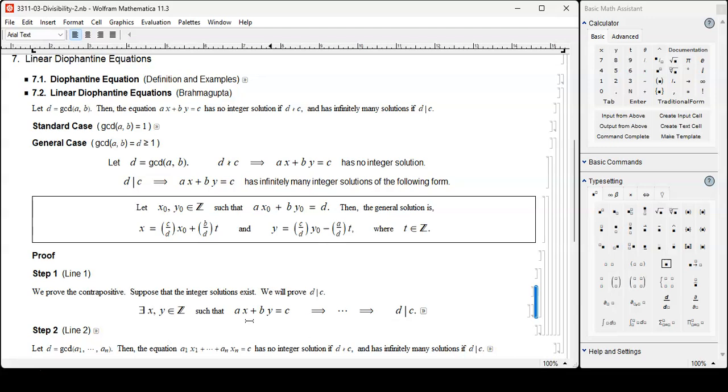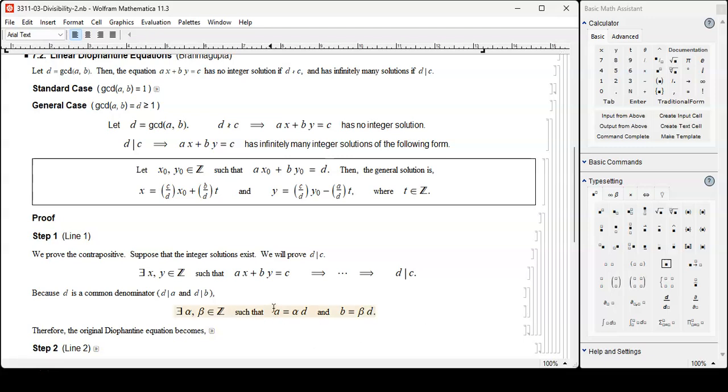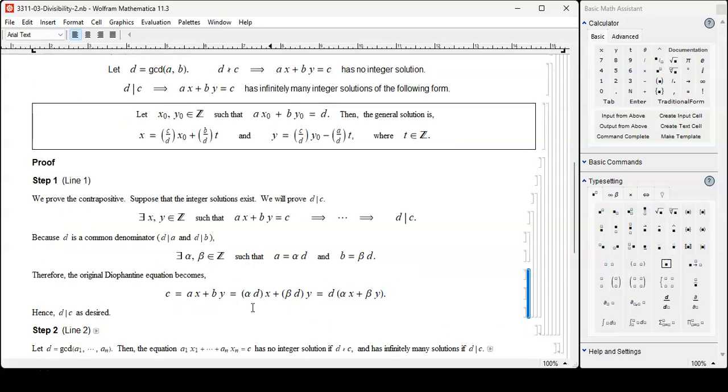How do you do that? Well, this is a linear combination. So any linear combination is divisible by common divisors. A is divisible by D, so D times something. B is divisible by D, so D times something. So D is common, I can factor out. So A is some alpha times D, B is some beta times D. Put those in, A is alpha D, B is beta D, factor D out. What do you have? We have D times some integer. So D divides C as desired. Easy, isn't it?